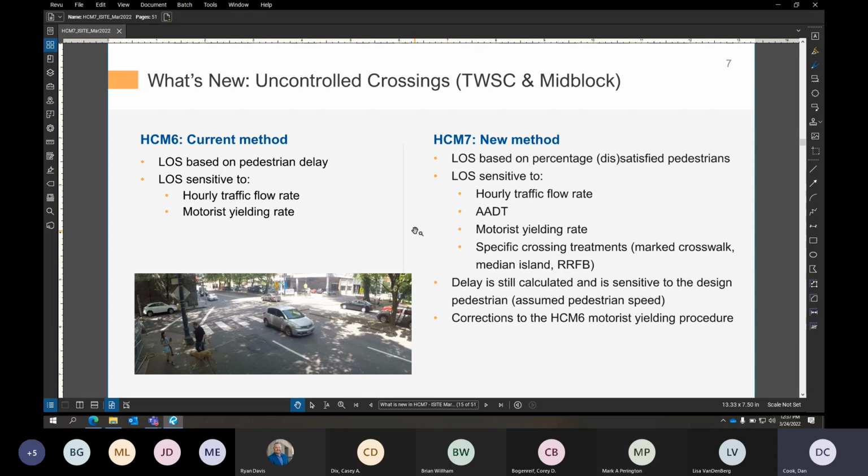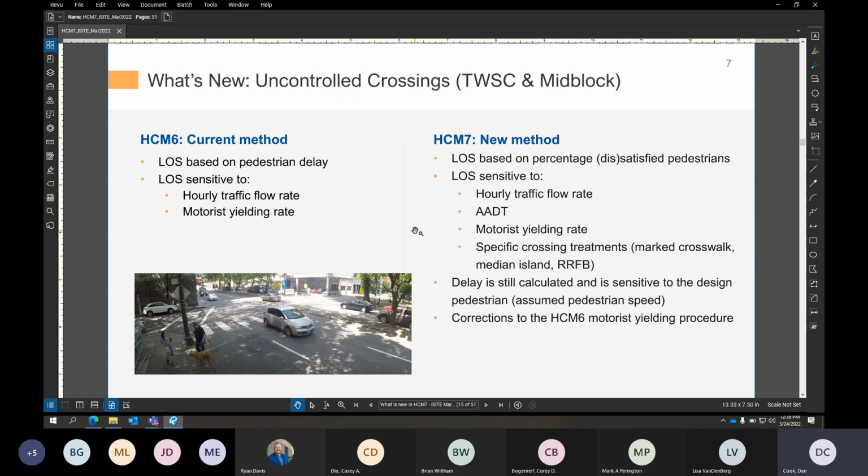A little bit of overview on the two-way stop control intersections and mid-block crossings, so uncontrolled crossings is what that falls into. In HCM 6, the level of service was based on pedestrian delay, and that level of service was sensitive to hourly traffic flow rate and motorist yielding rate. Again, keep in mind these are uncontrolled crossings, so it depends on motorist yielding to pedestrians.